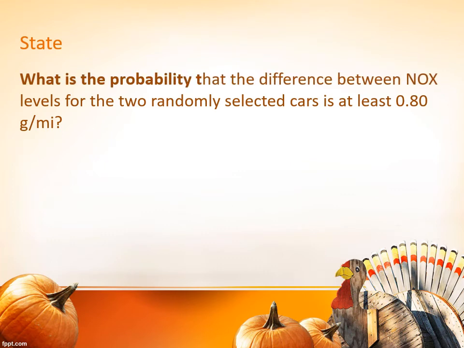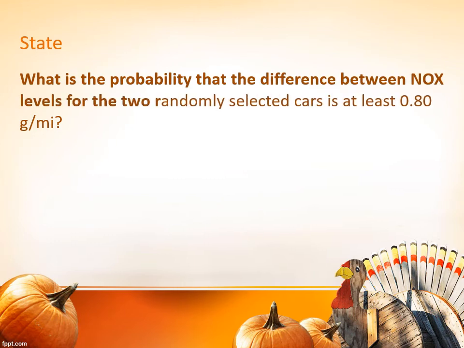Okay, so the state is: what is the probability that the difference between the NOx levels for the two randomly selected cars is at least 0.8 grams per mile? And then remember that I wanted as great as, so it could be 0.8, it could be greater than 0.8 or less than negative 0.8. So we need to look at both directions.